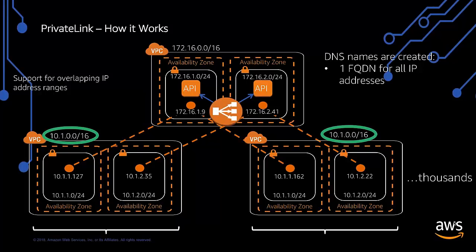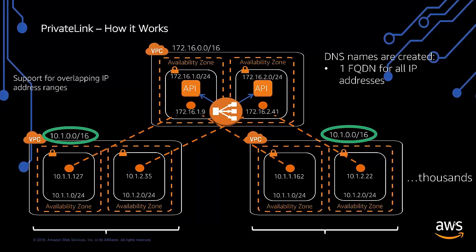It's going to be similar here. The difference here is you get multiple DNS names. The first DNS name that you get covers the entire VPC with all the availability zones that you've chosen. So you get one fully qualified domain name that covers all your addresses. In this case, it would cover 10.1.1.127 and 10.1.2.35 on the left.